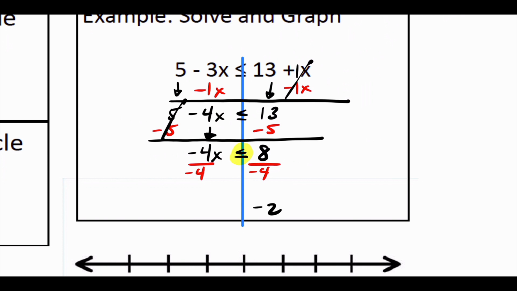But golden rule says if you divide by a negative, you got to flip the symbol. So since I divided by negative 4, the symbol has to flip the other way. So now the mouth has to be open in the other direction.